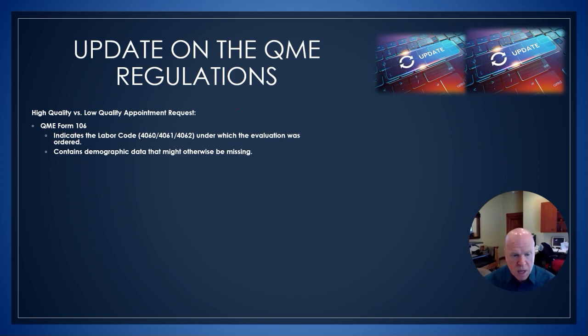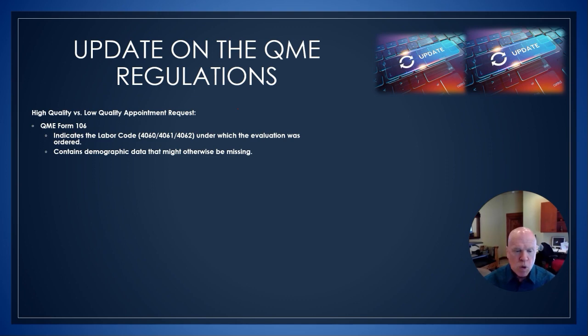So the first thing that you want to get is a copy of QME Form 106, and I'll show you QME Form 106 in just a minute. The parties have this form. They will send this to you if you insist that they do. If you don't insist that they do, they will not send it to you. Okay, they will default to the path of least resistance, and they'll do the least amount of work necessary just to get this appointment off their desk and onto your desk.